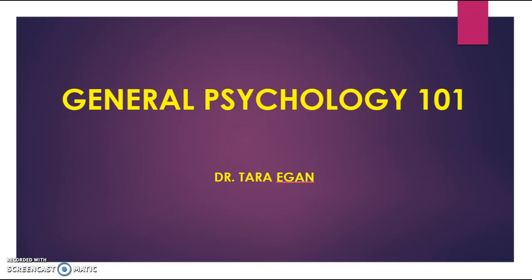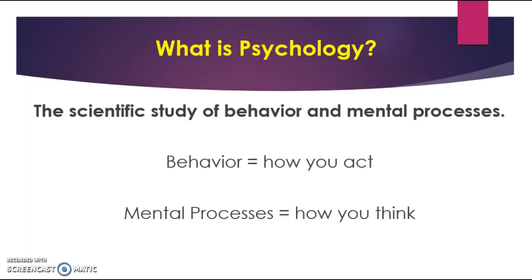We're going to start off by talking about Chapter 1 today. Stay tuned. The first question we're going to ask ourselves is, what is psychology? Psychology is the scientific study of behavior and mental processes. Behavior, of course, is how you act, behavior we can see. Mental processes is how you think, and that might include things like feelings and memory and our understanding of sensations.